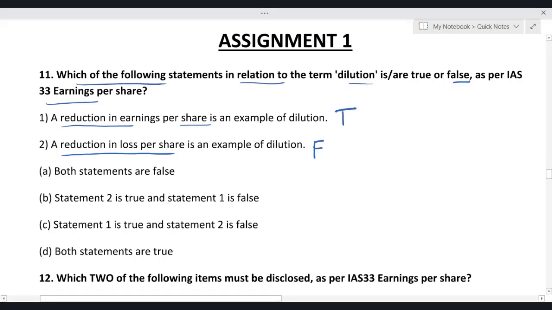So why is statement 2 false? Actually, statement 2 is referring to anti-diluted EPS. Because if loss per share is reduced, it's a positive sign for the business. Both the statements are false? No, the first is true, the second is false. Statement 1 is true and statement 2 is false.